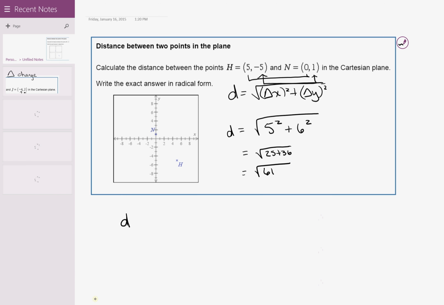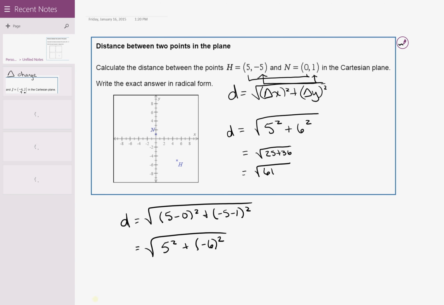Using the formula, we have distance is equal to the square root of 5 minus 0 squared plus negative 5 minus 1 squared. And so this is 5 squared, and this is negative 6 squared. And you can see where the opportunity for sign errors is, both in the actual subtraction here and then also in squaring the negative 6. This is still the square root of 25 plus 36, which is still the square root of 61. Whichever method works best for you is fine.